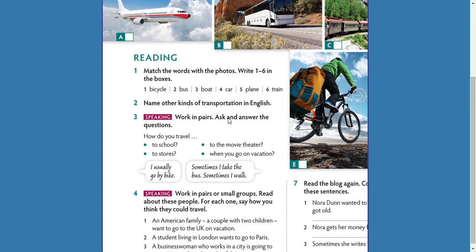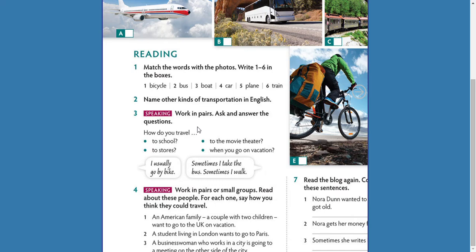Work in pairs, ask and answer these questions. Here we have 4 questions. How do you travel? How do you travel is like in Spanish, ¿cómo viajas? How do you travel to school, to stores, to the movie theater, or when you go on vacation?